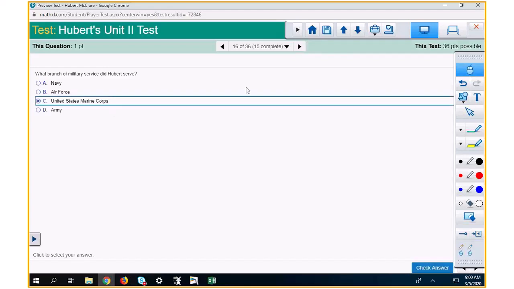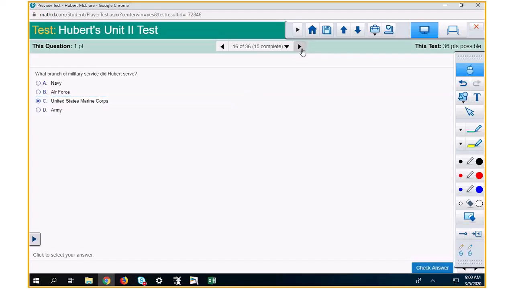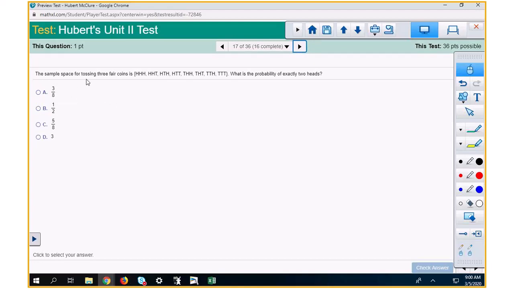And that would be a C. All right, the sample space for tossing 3 fair coins is listed. What is the probability?